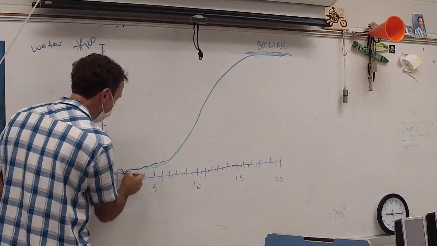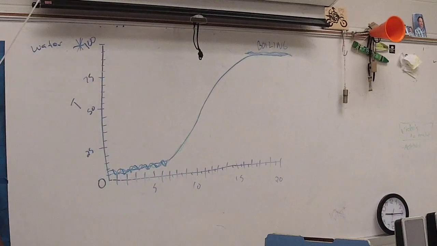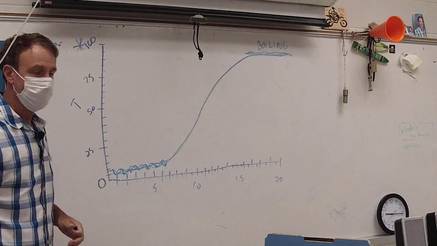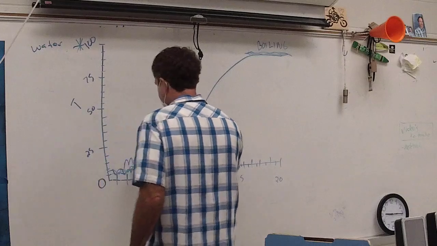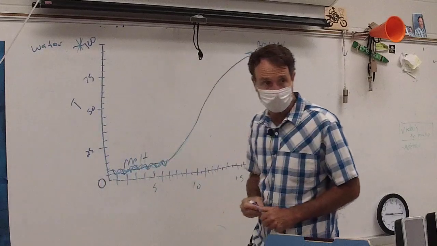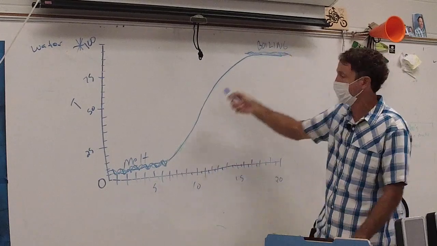What's this flat part down here? What's taking it so long to heat up right here? What's happening? There's still ice. So what's happening? What process? Yeah, it's melting. So if I'm you right now on your graph, write melting and boiling at these two flat points.